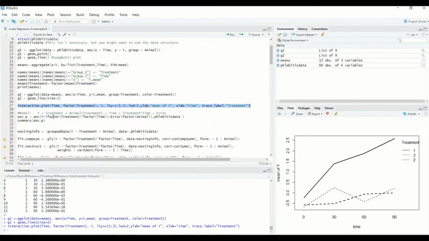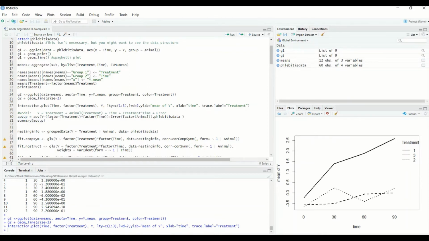So what we're trying to model here is this y, this difference in inflammation, as a function of treatment, 1, 2, or 3, and then animal, which is nested in treatment. That's how you show it there. And then time, because we're going across time, and then we also want to look at the interaction of treatment and time, and then whatever sort of error. So for the analysis of variance, we're going to do that here.